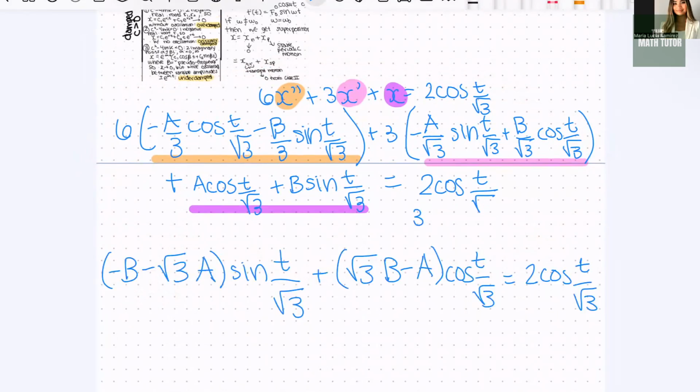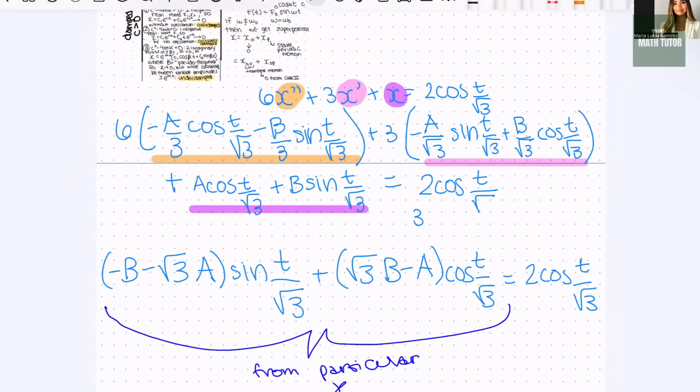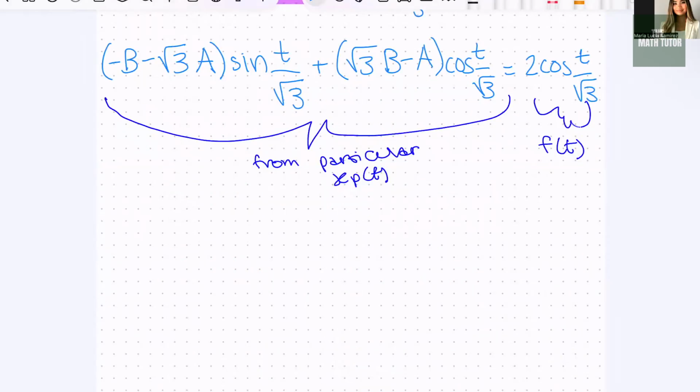Okay, so this is what it should look like when you simplify it. And so this is from the particular x_p of t. And then this is the forced motion, so what they give you in the problem. So it should look something like this when you're doing a mass spring problem that is damped and with forced motion. So from here, in order to solve for A and B, it's just algebra.